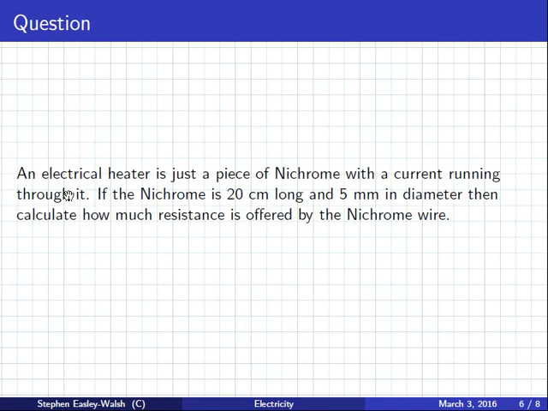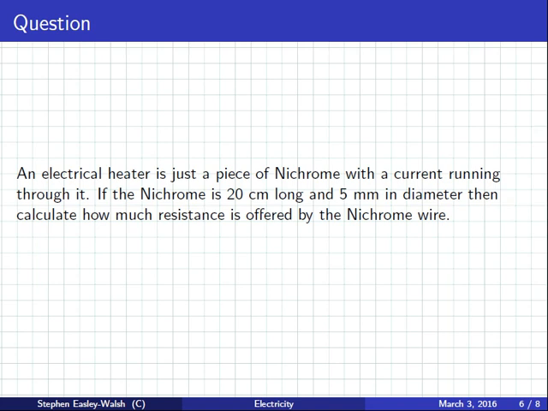An electric heater. Does anybody have an electric heater at home? You know, like the ones in the cab room. They're electric heaters. They're very, very simple. All they are is just a piece of nichrome, and the current passes through the nichrome, and that heats up, and the heat leaves the heater. You could make one at home.